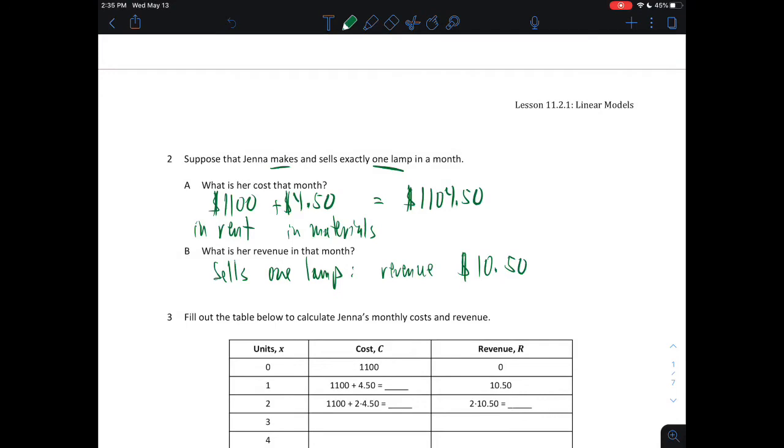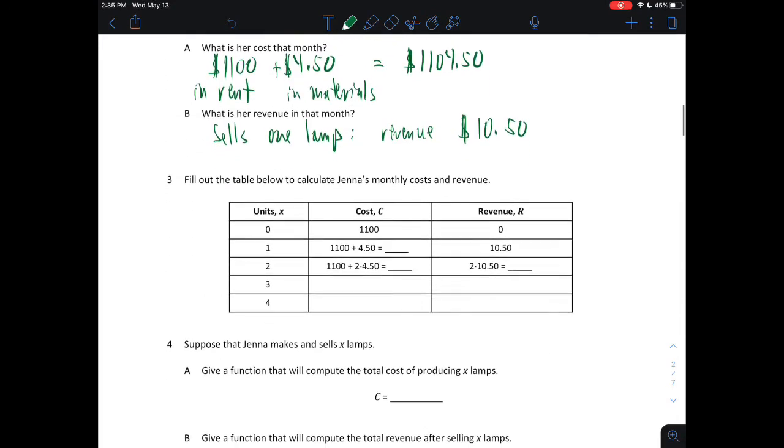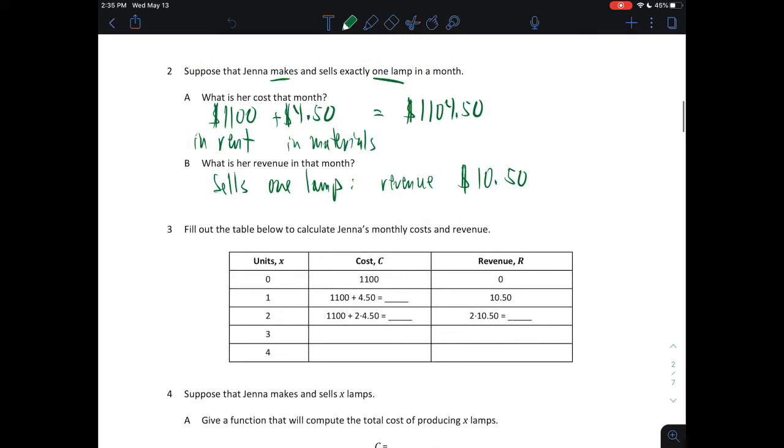So now let's organize some of what we found so far in the table in number 3. Fill out the table below to calculate Jenna's monthly costs and revenue. We've already done 0 units, that's the first row. So x equals 0, the cost was $1,100, and the revenue was 0. Then the next row for 1 unit, that's when x was equal to 1. The cost we said was $1,104.50.